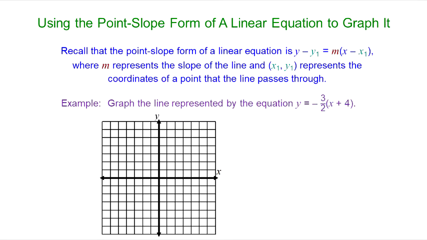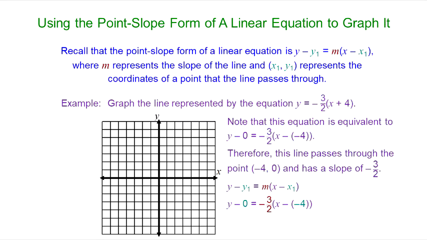Now let's work another similar example. You should be able to see that the slope of this line is negative 3 halves. You should also realize that my y1 for this problem is 0 because y minus 0 is equal to y. Also notice that my x1 is negative 4. This means that the line passes through the point negative 4, 0, and so I will start by plotting that point on my graph.